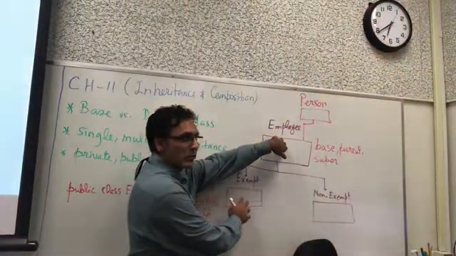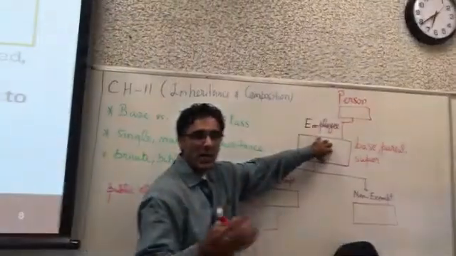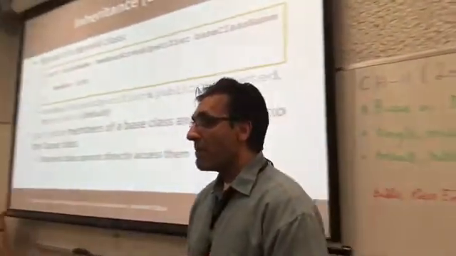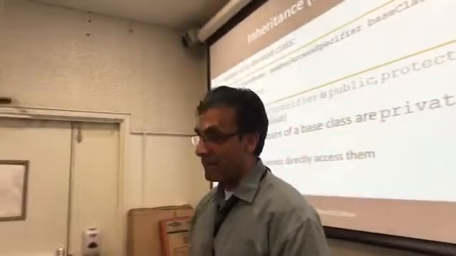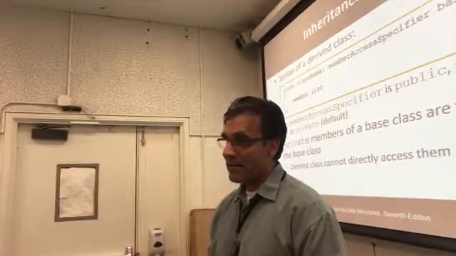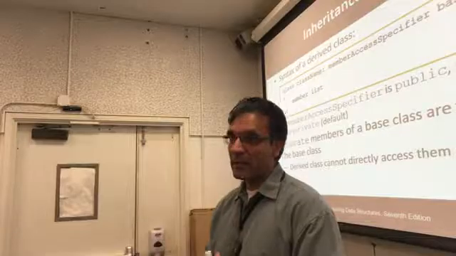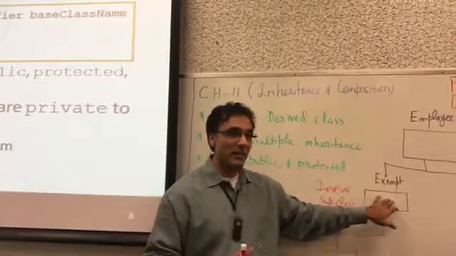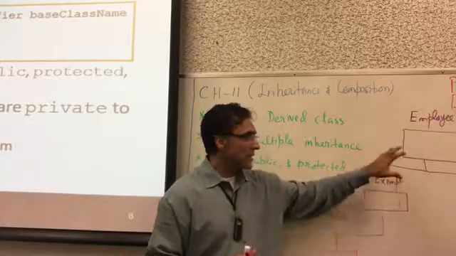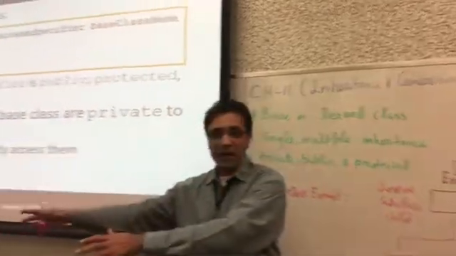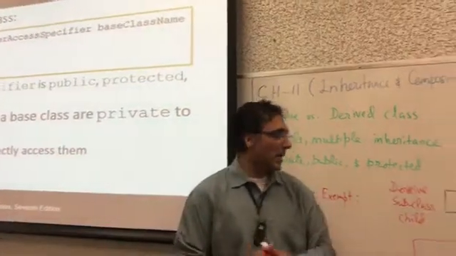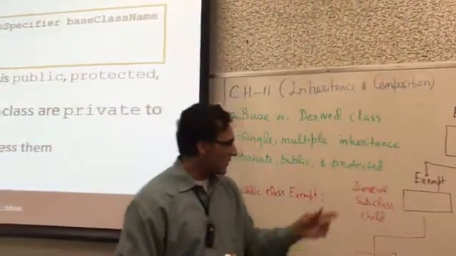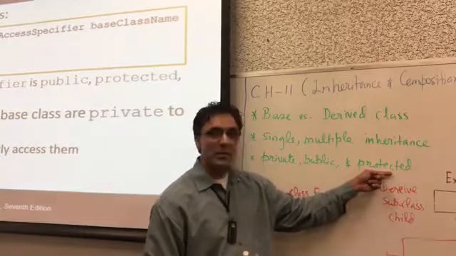Okay? So your dad or your mom has some private data known to him or her. However, they might have some protected data. The protected data, if it's identified as protected, can be seen here. It can be accessed here. The protected data still cannot be accessed from outside, but it can be accessed within that inheritance. So that's where this identifier will be used.